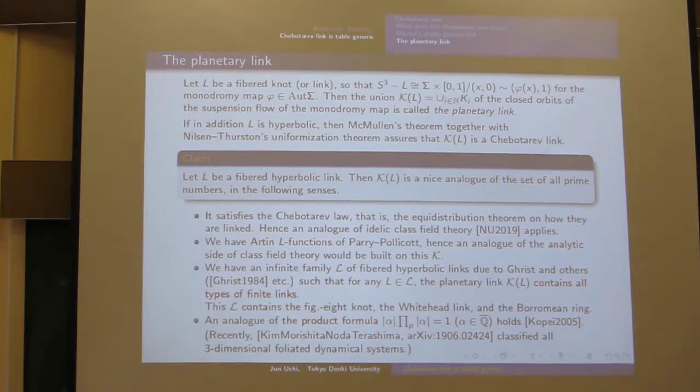We call it the planetary link. If L is a fibered link, then the planetary link is defined to be the closed orbits of the suspension flow. If L is hyperbolic in monodromy, then by a theorem together with Nielsen-Thurston's classification theorem, it is a Chebotarev link. I claim it is a good analog of the set of prime numbers. I will explain why. Hyperbolic is Chebotarev, so our ideal class field theory applies.